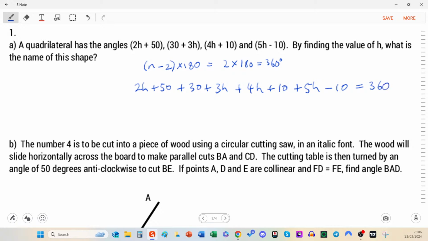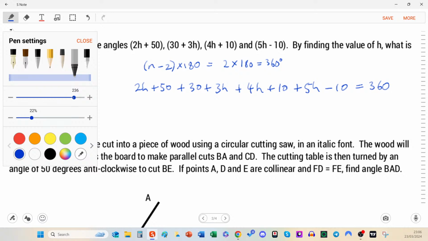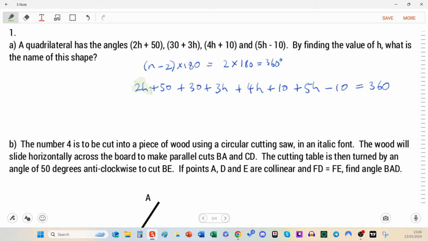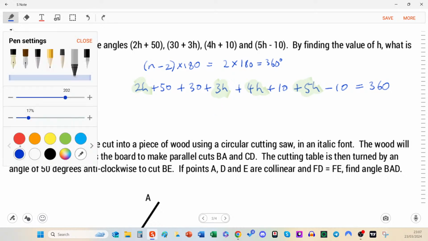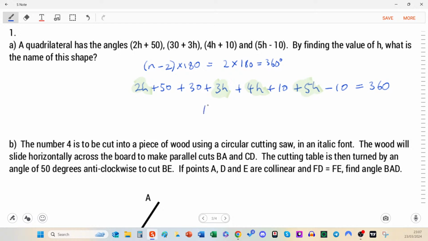We want a bit of clearing up here, a bit of simplification, and the best way of doing that is to highlight. You can circle if you don't have highlighter access in the exam, of course, because you've got to use just pen. This just hopefully ensures we don't miss anything. So 5h, 9h, 14h, and all of those numbers: we've got 50 plus 30, 80, 90, take away 10, 80.